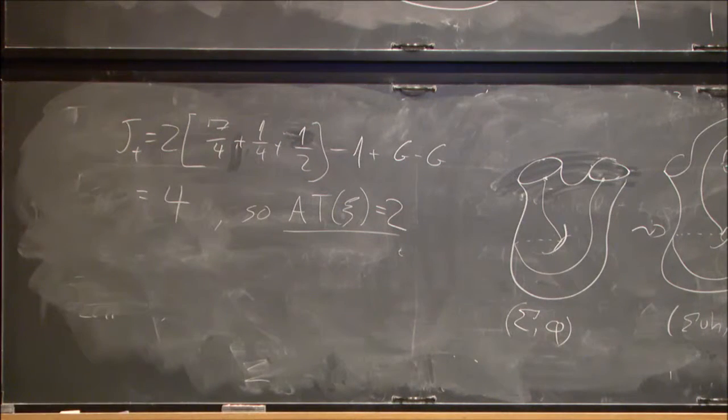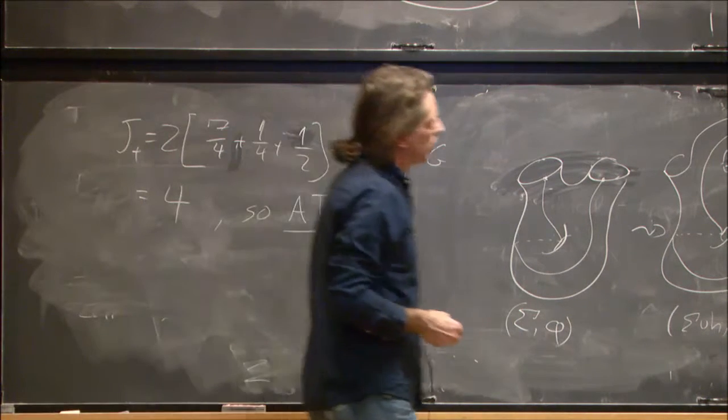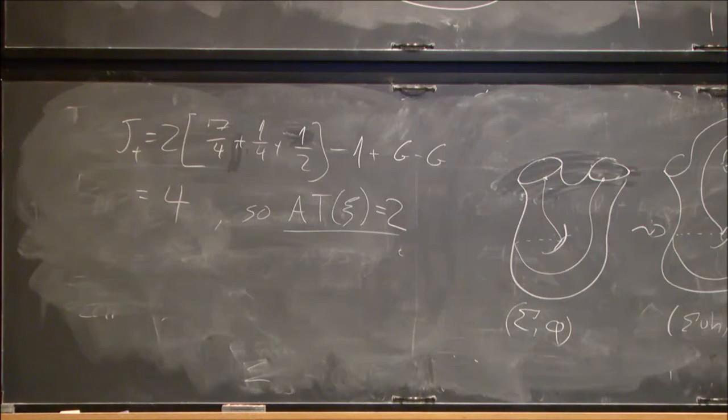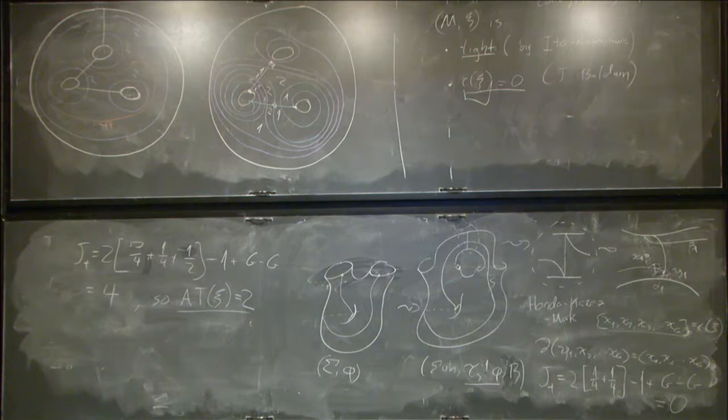So, right. OK. It can't be 0 because it's not overtwisted. So we're seeing a non-trivial example of all of this stuff in action.